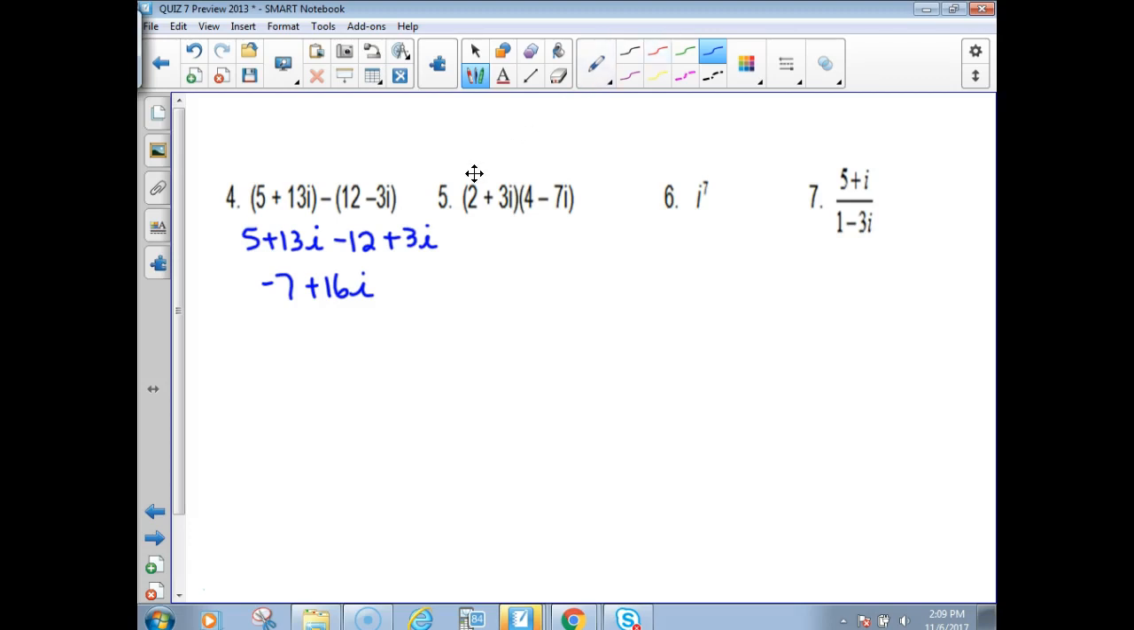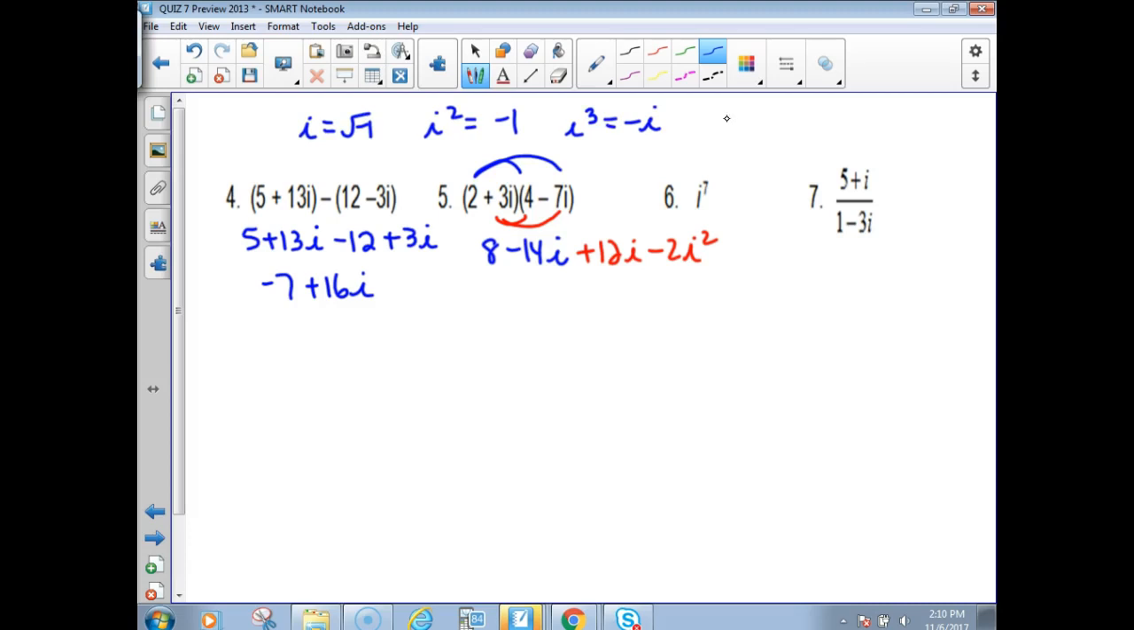On number 5, you're multiplying twice, you're distributing twice, I like to say, instead of FOIL. 2 times 4 minus 7i would be 8 minus 14i. Then multiply by 3i. That'll be an additional 12i minus 21i squared. You need to have memorized that i is the square root of negative 1, that i squared is negative 1, that i to the third is negative i, and that i to the fourth is 1.